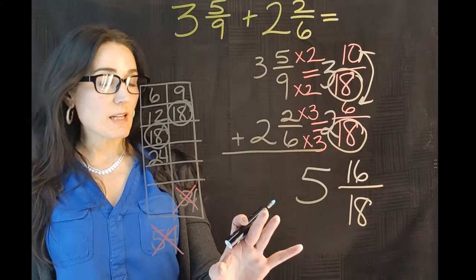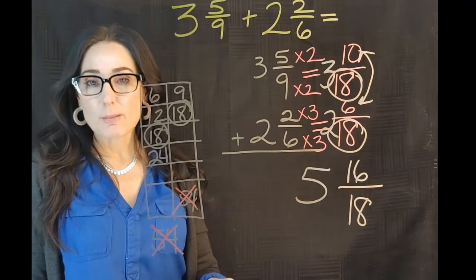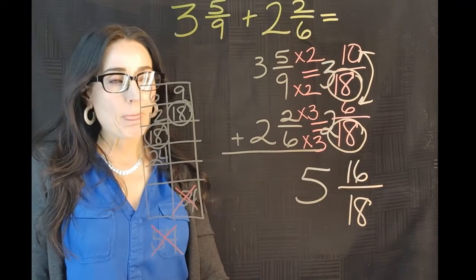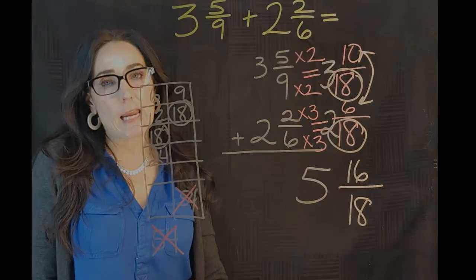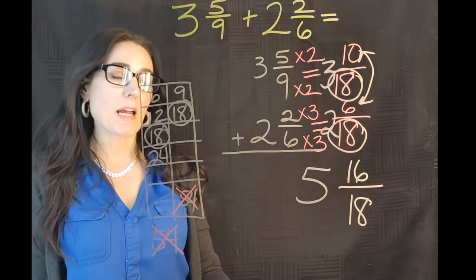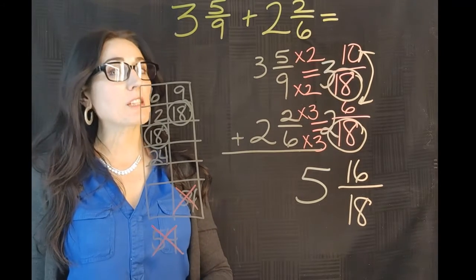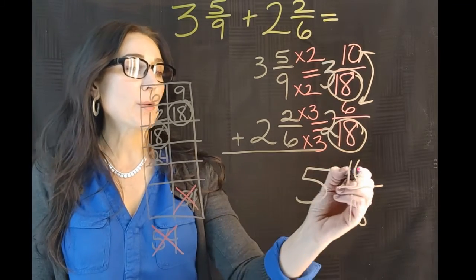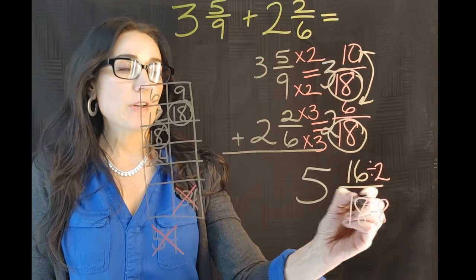Now I'm not quite done here. So you might take a look at this and notice that this can be simplified to a lower term. So think real quick, what's a number that goes into both 16 and 18? Now we know 1 goes into both of them, but that's not going to simplify it. So I do know they're both even numbers, so we could divide both of them by the number 2. So we could say 16 divided by 2 and 18 divided by 2.